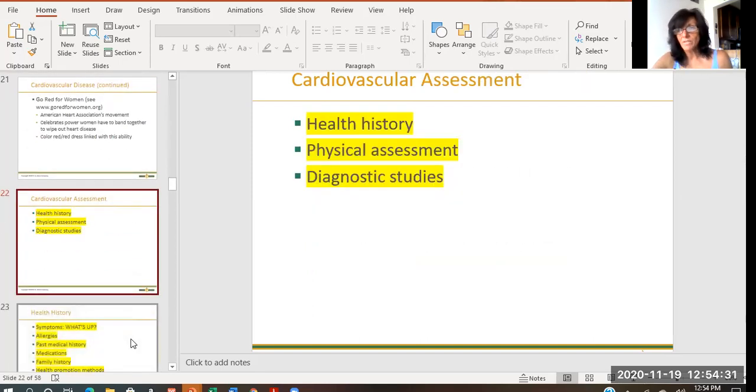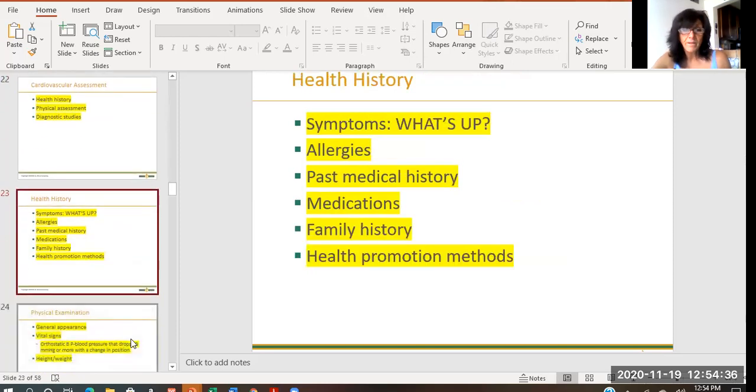All right, cardiovascular assessment. I'm going to do a health history, of course, physical assessment, and then we have some diagnostics to go over. The book with the what's up, they love that. But the bottom line is you're doing basically a full assessment of the patient. What are their allergies, past medical history? What meds are they on? And including over-the-counters and herbals. What's their family history? And how do they live? Like, where do they work? Do they work in a coal mine? Obviously, that's not a healthy place to work. And what kinds of things do they do to try to keep themselves healthy? All of those are important questions that need to be asked.